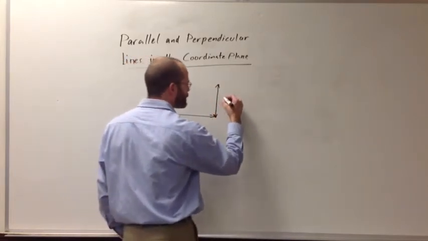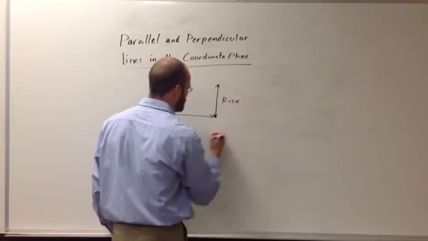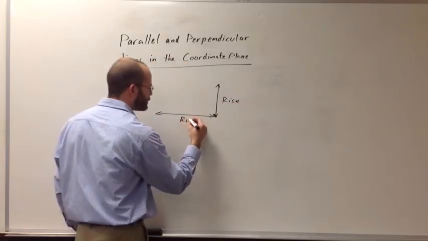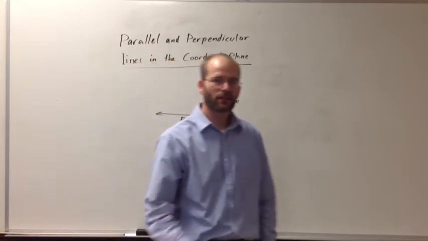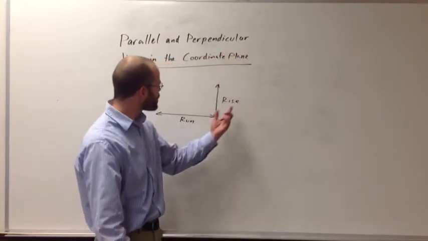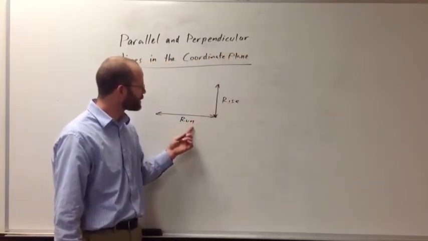This distance up and down we refer to as rise. And this distance left or right we refer to as run. The rise and the run. And slope is always equal to a comparison of these two values.